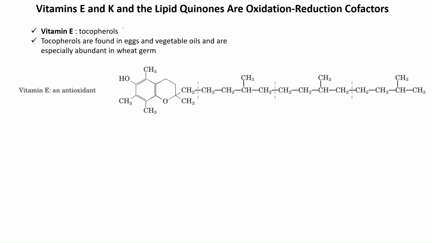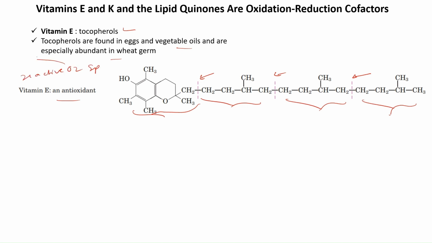Now come to vitamin E and K. Vitamin E is known as tocopherols and found in eggs and vegetable oils, abundant in wheat germ. This is the structure of vitamin E. These lines are showing one isoprene unit, another isoprene unit, and so on. Vitamin E is used as an antioxidant. That means it provides us protection from reactive oxygen species. What it can do is break the macromolecules, and our cell or whole body is made up of macromolecules only. So this reactive oxygen species is very dangerous for us. So vitamin E acts as an antioxidant.